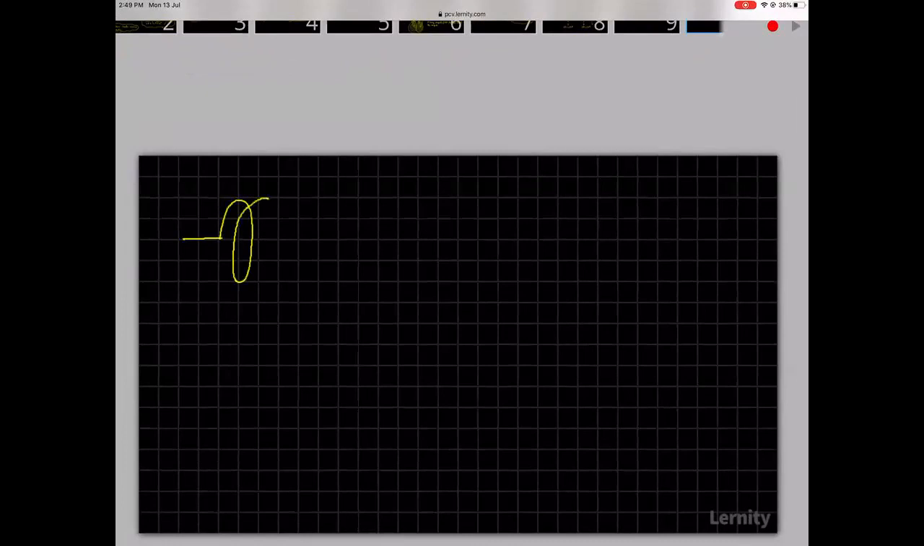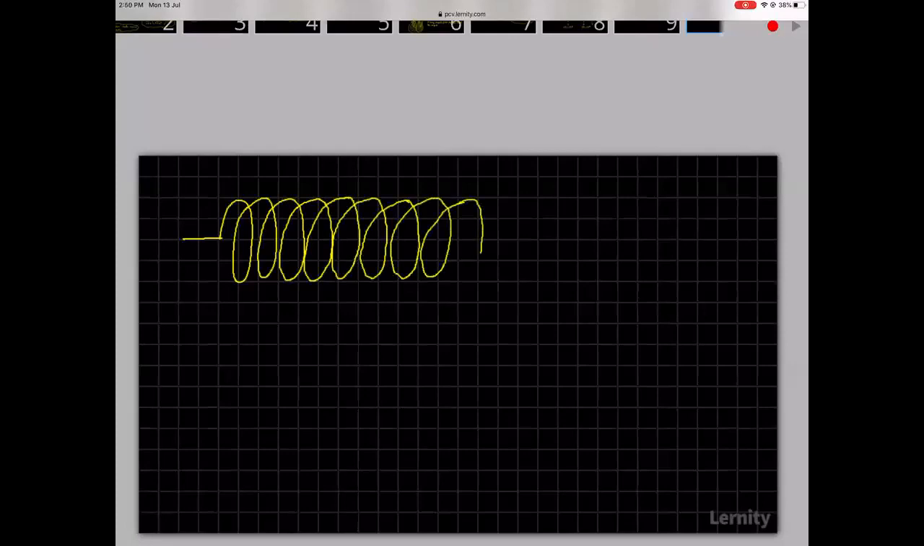So here it looks like this. So current is going this way. So I try to find out what is the magnetic field inside. So I've drawn an Amperean loop this way. So this is A, this is B, this is C, and this is D.